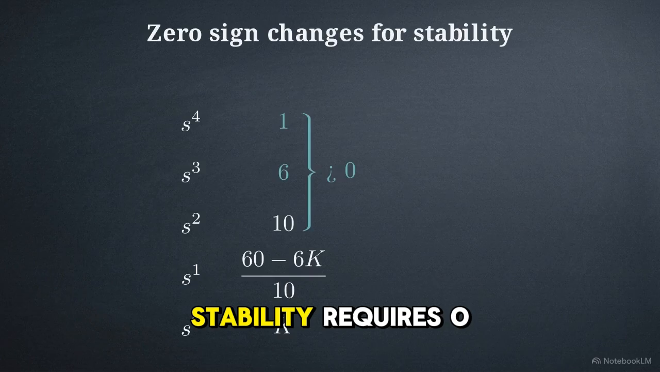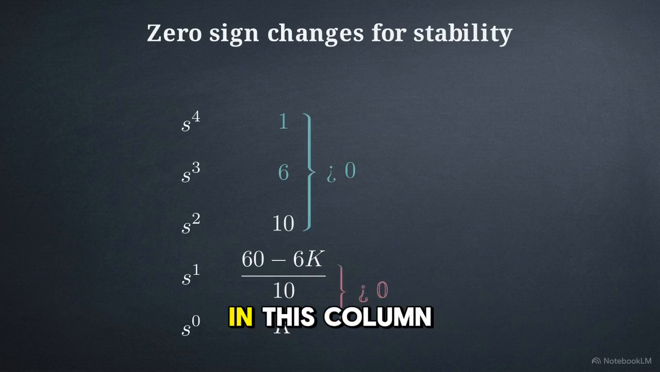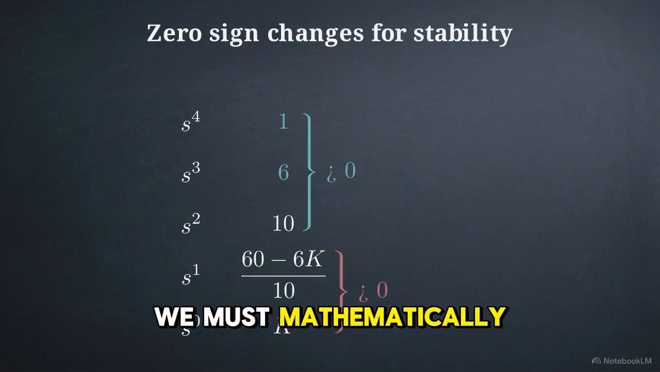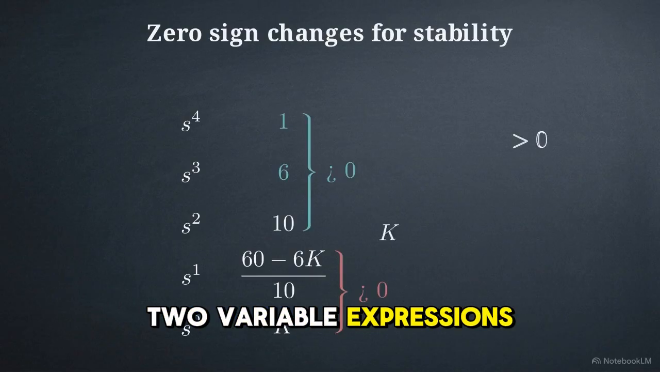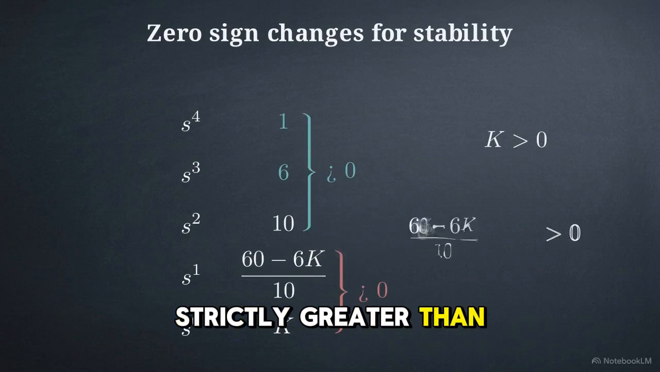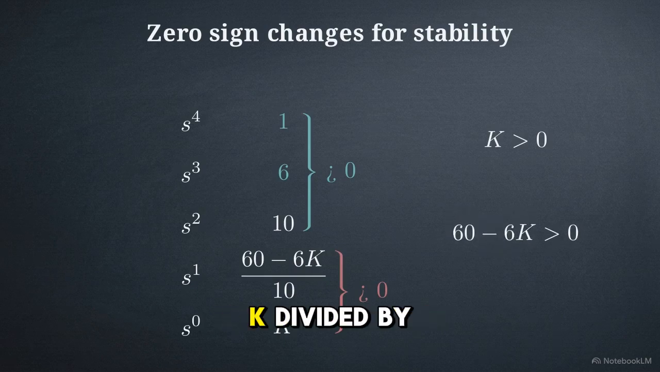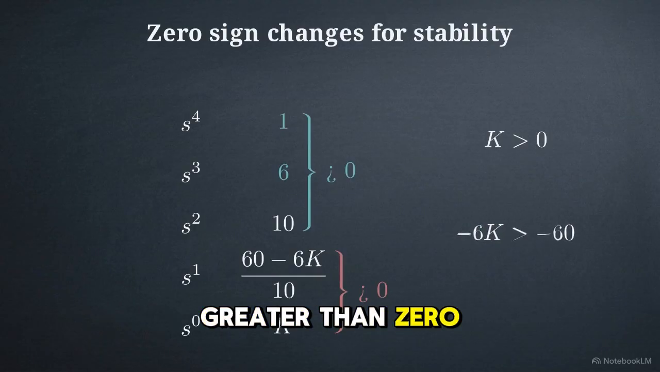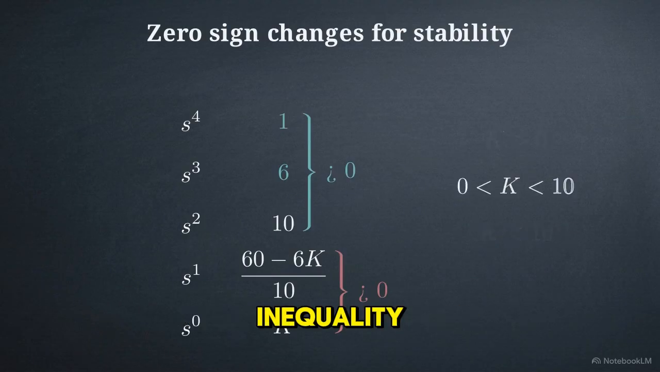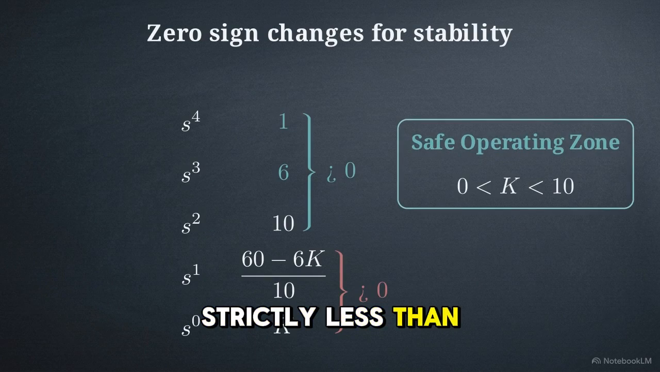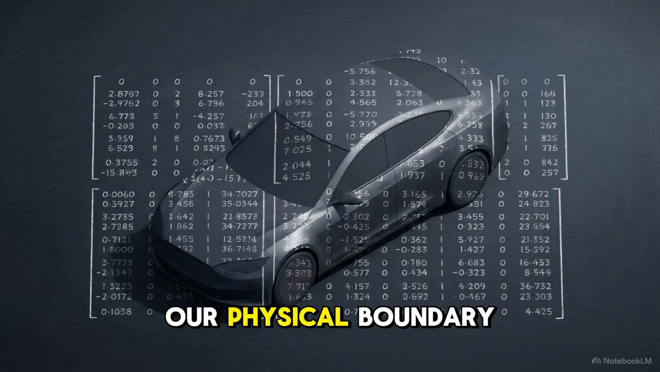We know that stability requires 0 sign changes in this column. Because the first three numbers are positive, we must mathematically force those last two variable expressions to also be strictly greater than 0. We set up two inequalities. k must be greater than 0, and (60 minus 6k) divided by 10 must be greater than 0. Solving that second inequality tells us that k must be strictly less than 10. We now have our physical boundary.